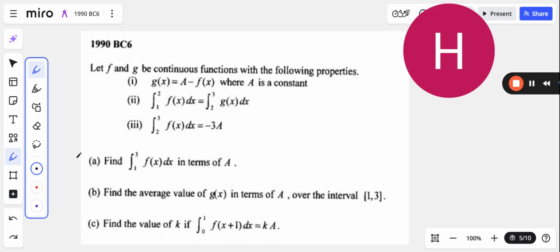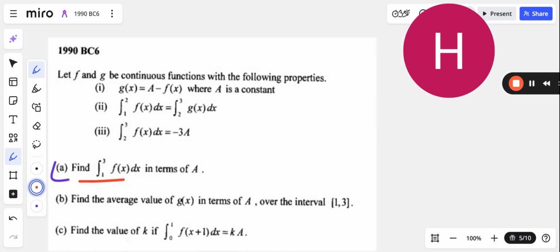Part A wants us to find the integral from 1 to 3 of f of x, but we're going to be putting it in terms of a. Of course, this is because the integrals here involve one another, f of x and g of x, and they also involve a. So the integral from 1 to 3 is just going to be broken up into two parts: 1 to 2, and then 2 to 3.